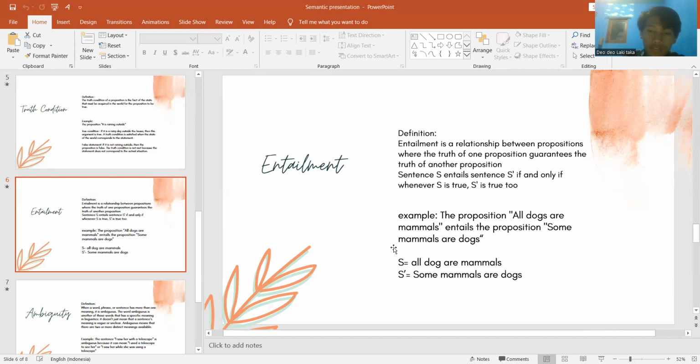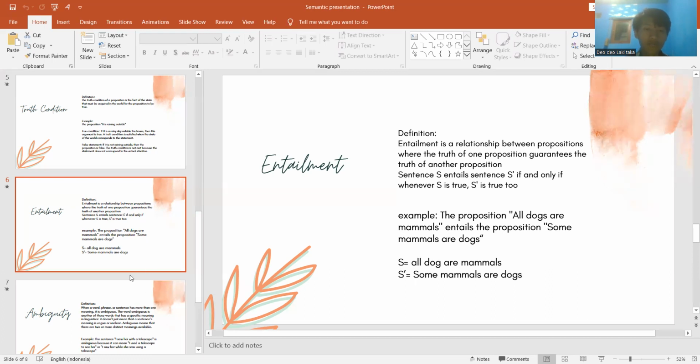From the two sentences, they must have entailment to make this statement true. If S is true, then S prime must be true, like in this example.